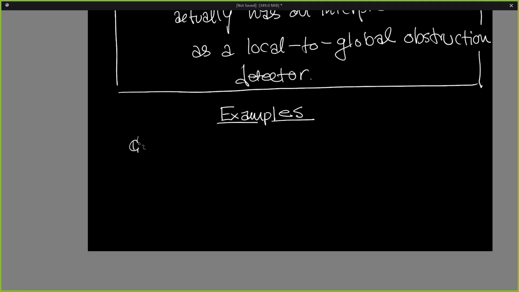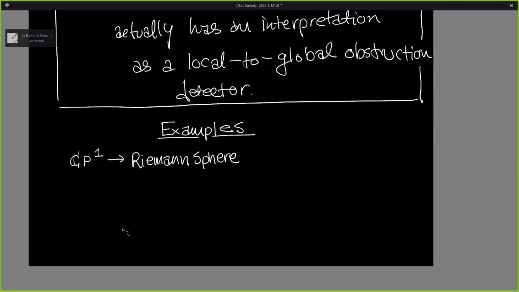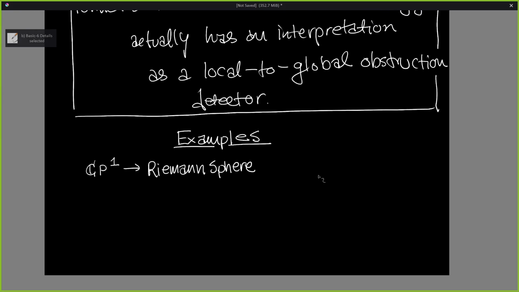So we're going to look at CP1, the complex projective line. This is also called the Riemann sphere. Remember, we were talking about this in lecture 2. Because we have this point at infinity that completes the sphere, CP1 is isomorphic to S2 as a real manifold. We don't really want to talk about real manifolds right now, but that's CP1.